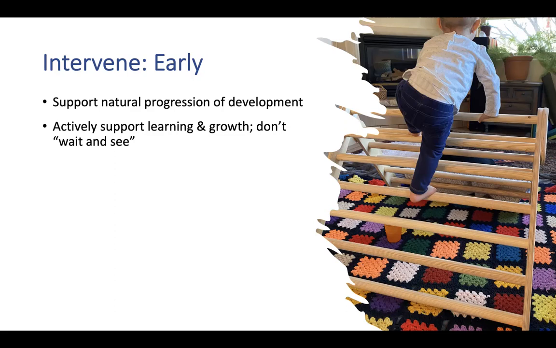But a child with a brain abnormality may need a little extra support to really move through those steps as best that they can. They may still get there if you don't pay attention, but why not give them all the support you can early on?